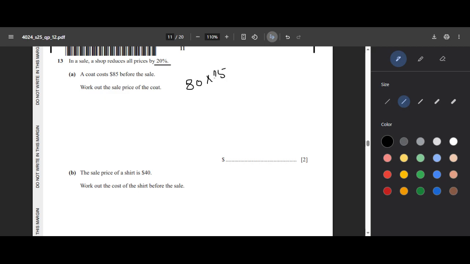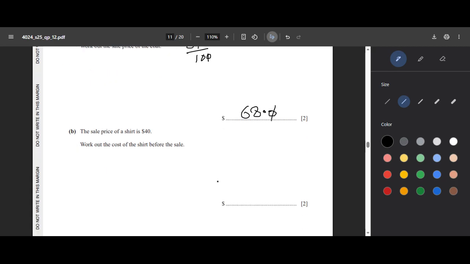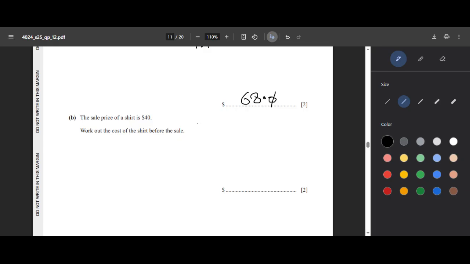85 multiplied by 80%. So this will become the reduced price. 8 fives are 40, 8 8s are 64, and 468 divided by 10, so the decimal will be here. So $68. Now he says that the sale price of a shirt is $40. Work out the cost of the shirt before the sale. Let the cost before the sale be X. So 20% of X.